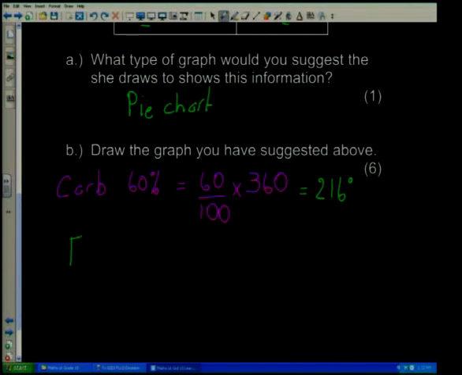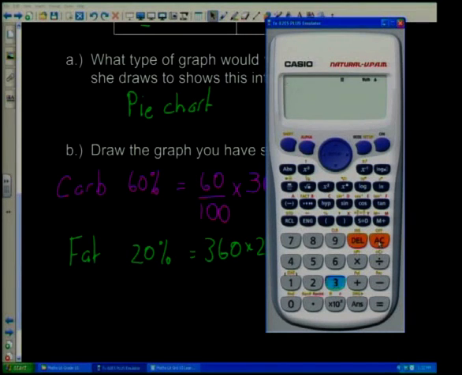So fat was 20, and again I say 360, let's do it this way now, times by 20%, and I will see that fat needs to be, I need a calculator, 360 times 20%, and I get 72 degrees.